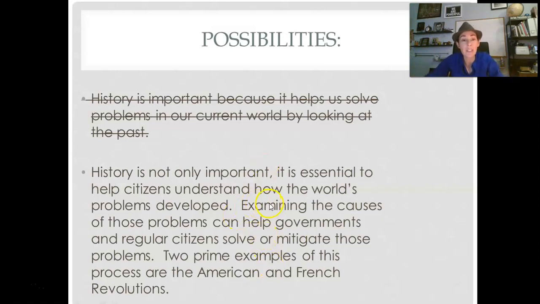And then it goes into detail in terms of how we can solve the world's problems, right? We examine the causes, and that can help us deal with those problems, right? And then it gives us examples. So we now know exactly what the essay is going to talk about, right? It's going to talk about how understanding how the world's problems developed is key. It's going to talk about the examination of causes and effects of those problems. And it's going to talk about the American and French Revolutions. It gives us an exact direction of where to go, okay?